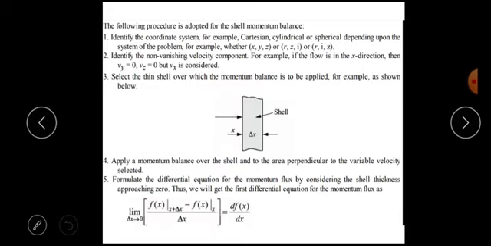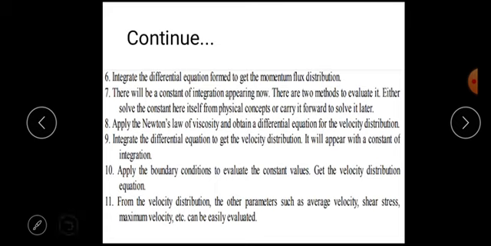Then fifth step is formulate the differential equation for the momentum flux by considering the shell thickness approaching to 0. For that we apply a limit delta x tends to 0. Then we formulate the equation like that: limit delta x tends to 0 in bracket f of x at x plus delta x minus f of x at x upon delta x is equal to df of x upon dx. So the sixth step is we integrate the differential equation to get the momentum flux distribution.